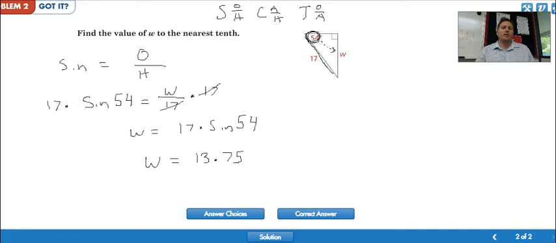So SOHCAHTOA allows me to find other sides and angles. This one allowed me to find out what that other side was. Now let's talk about angles. So let's go to our next problem.